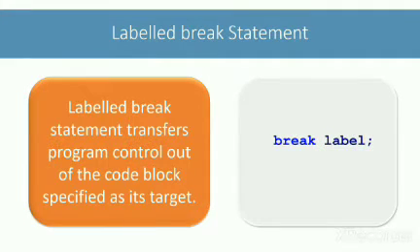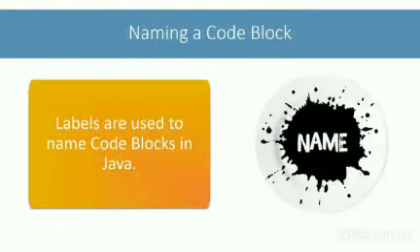We call this form of break statement the labeled break statement. To understand the labeled break statement, we first need to understand this label. In Java, you can assign a name to a code block using a label, and then you can use this name to refer to that particular code block in your program. Let's go back to BlueJ and see it in practice. That will make it clear.